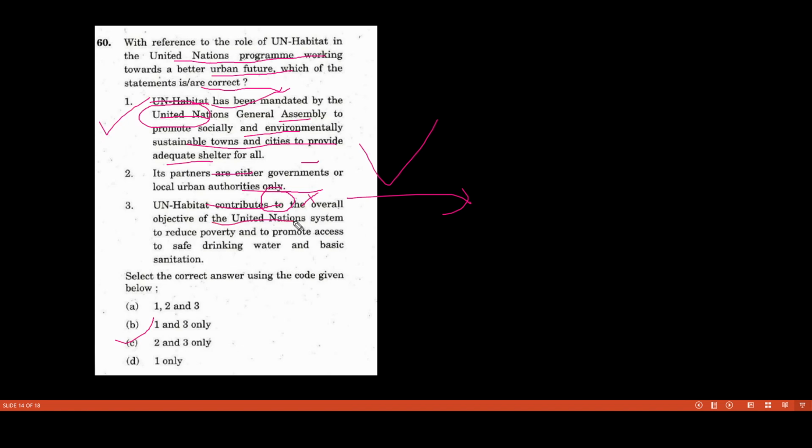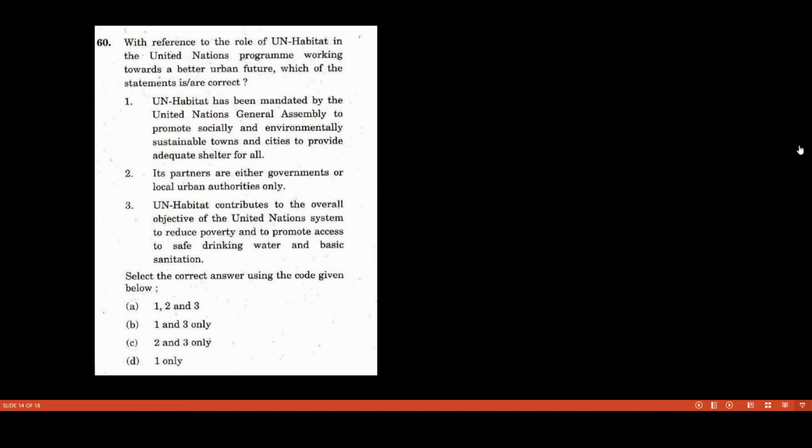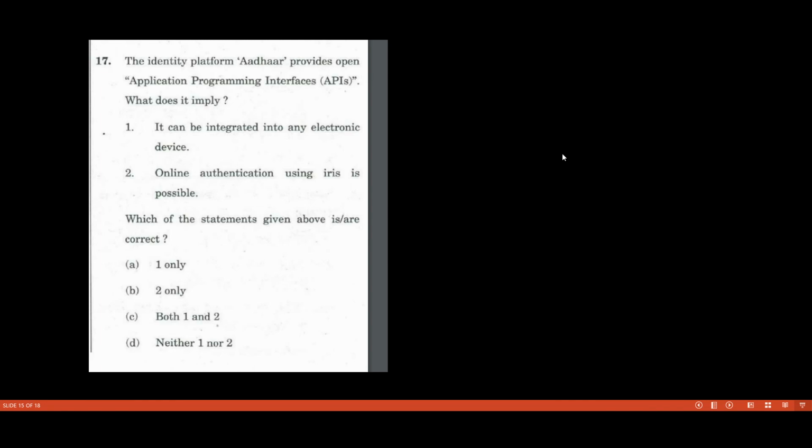And if you see, UN Habitat contributes to the overall objective of the United Nations system to reduce poverty and to promote access to safe drinking water and basic sanitation. Now one thing is that यूएन के अंदर जितनी भी बॉडीज आएगी तो वो पॉवर्टी तो रिड्यूस करने के लिए एम करेंगी ही. All right, and safe drinking water and basic sanitation हैबिटेट का सबसे बड़ा सबसे की पॉइंट्स होते हैं. So definitely you are going to include that in your answer, so that this becomes 1 and 3 even if you have never read about UN Habitat. All right, so let's move on. So this is how you can see, keep underlining so that you don't commit silly mistakes.